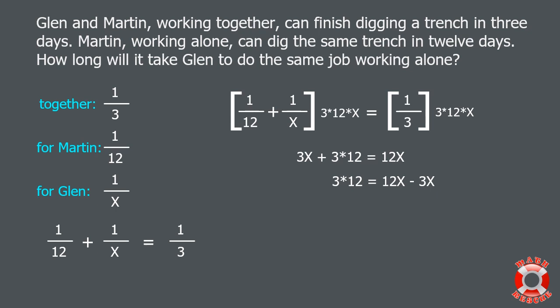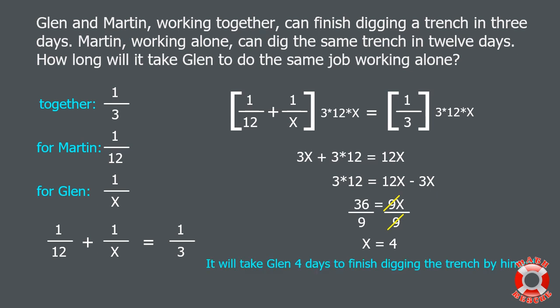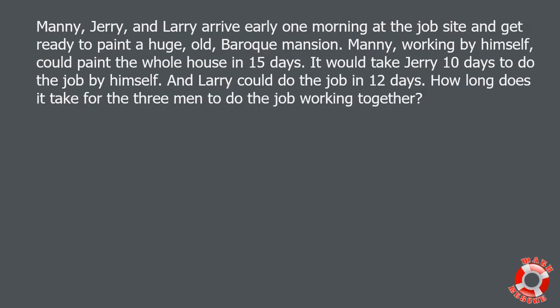12x minus 3x equals 9x. 3 times 12 equals 36. Then, we divide both sides of the equation by 9 to eliminate the constant of the variable x. So we get, x is equal to 36/9, or 36 divided by 9 is equal to 4. Therefore, the answer is, it will take Glenn 4 days to finish digging a trench if he worked alone.